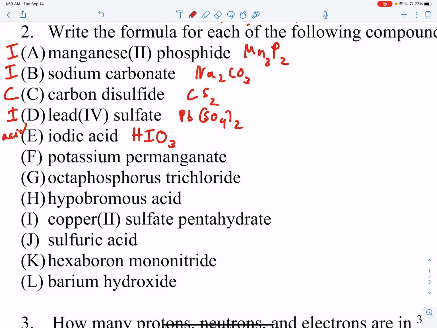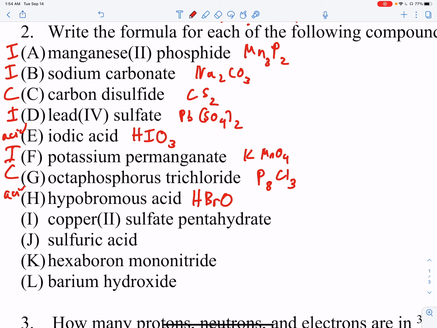So potassium permanganate. Potassium's a +1 charge. Permanganate's MnO4, a polyatomic ion. It has a -1 charge, so they balance each other out. That's ionic. Octaphosphorus trichloride, it sounds terrible, but really it's not. You just write phosphorus. Octa means there's 8, and chlorine, tri, there's 3. And that's covalent. Hypobromous acid, so remember, whenever you see hypo, it means just one oxygen. So this would be HBrO, and that's an acid.